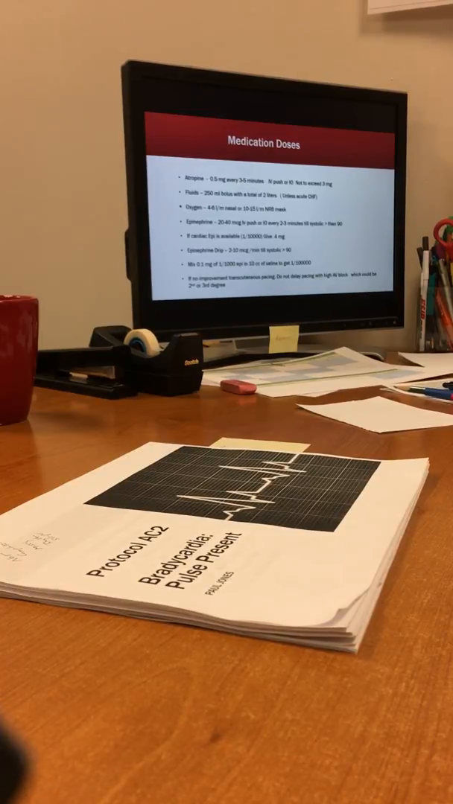And you can mix 1.1 milligrams of 1 to 1,000 epi and 10 cc's of saline to get 1 to 100,000. If no improvement, transcutaneous pacing. Do not delay pacing with a high AV block, which could be second or third degree. If you think the patient is going to benefit from pacing, do not delay it.